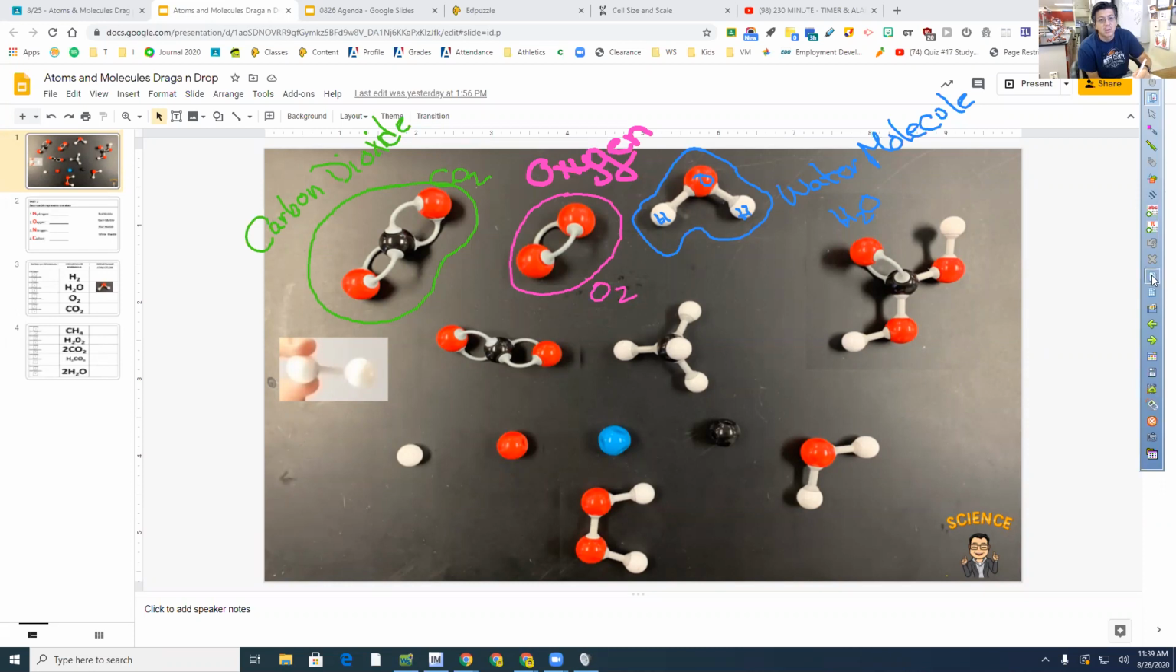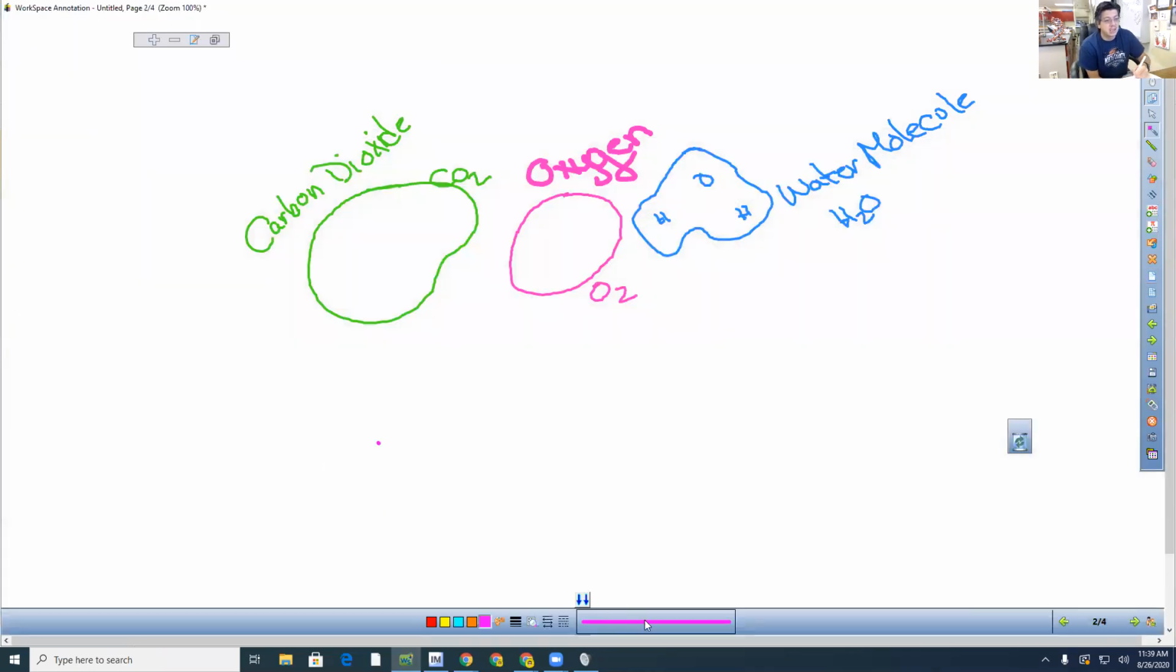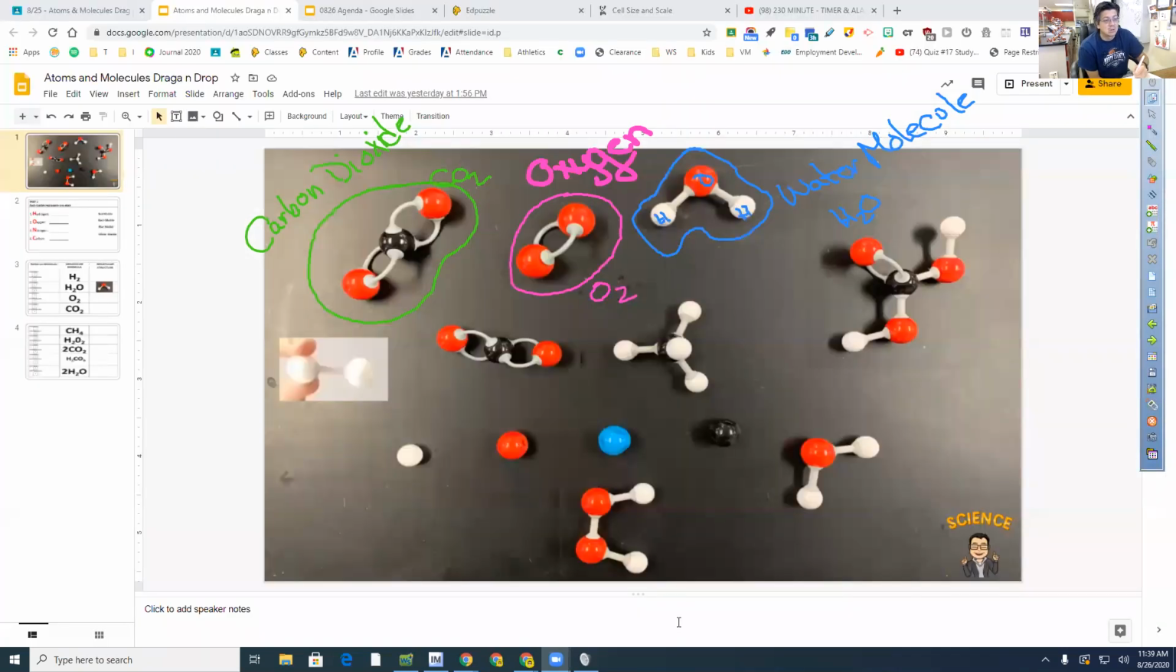So what we're gonna do is let's go ahead and let me erase my annotation here. All right, here we go. Whoops. Hold on. Okay, here we go. Annotations. There we go. Clear all drawings.